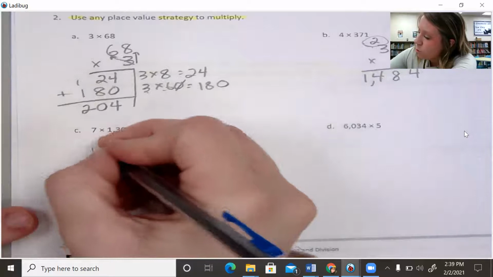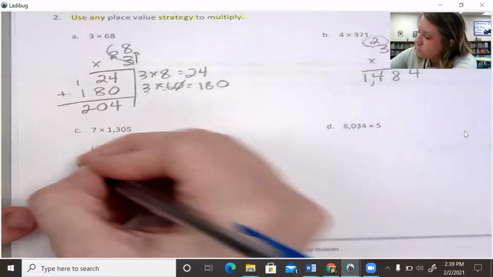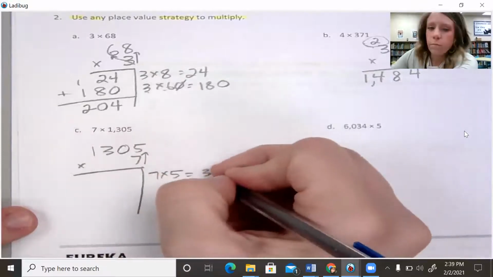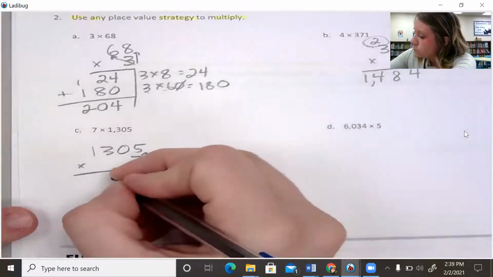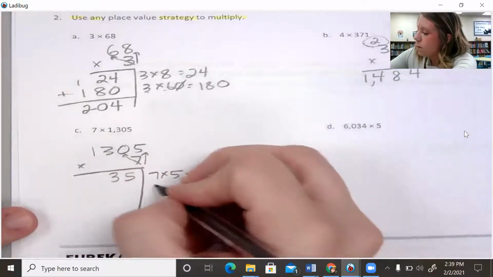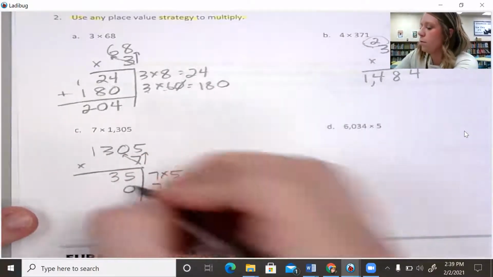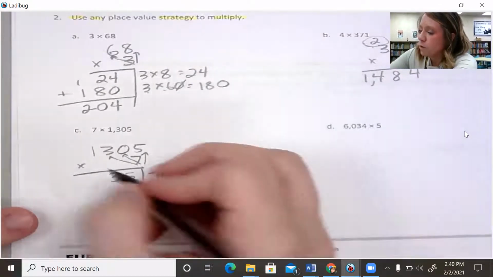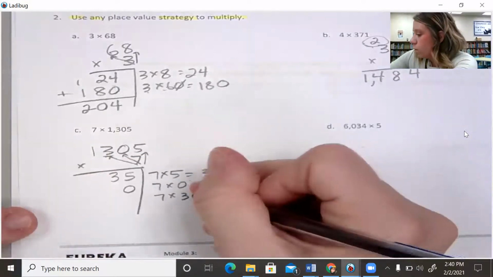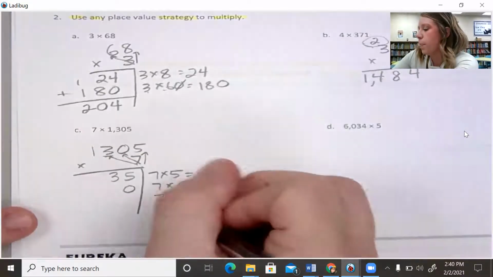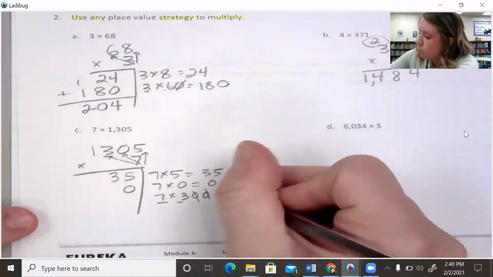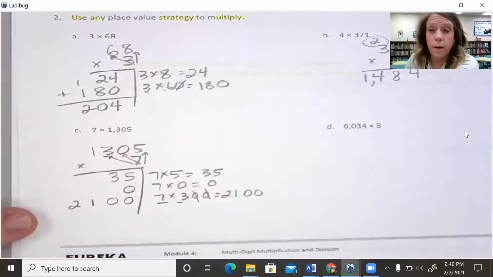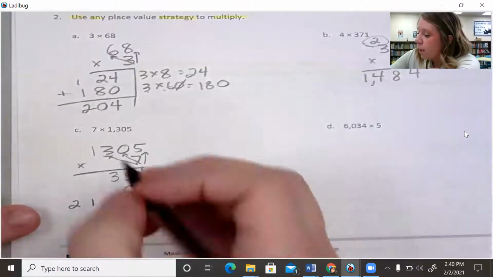For the letter C, I'm going to use partial products. 7 times 5 equals 35. 7 times 0 equals 0. 7 times 300, because this 3 is in the hundreds place. 1, 2, 2 zeros. 7 times 3 equals 21. So I have 2,100, making sure I have all my digits lined up.